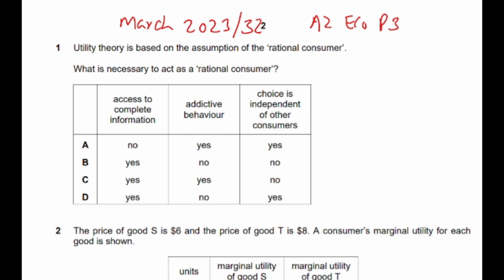So the first question is, utility theory is based on the assumption of a rational consumer. What is necessary to act as a rational consumer? So option D is the correct answer. A rational consumer is a person who has access to complete information. Definitely yes. And the person who has addictive behavior can never be rational. He would be an irrational person. Choice is independent of other consumers. Yes, definitely his choice is totally independent. He makes his own choices as per his own needs and wants instead of keeping other people in mind. So option D is the correct answer.